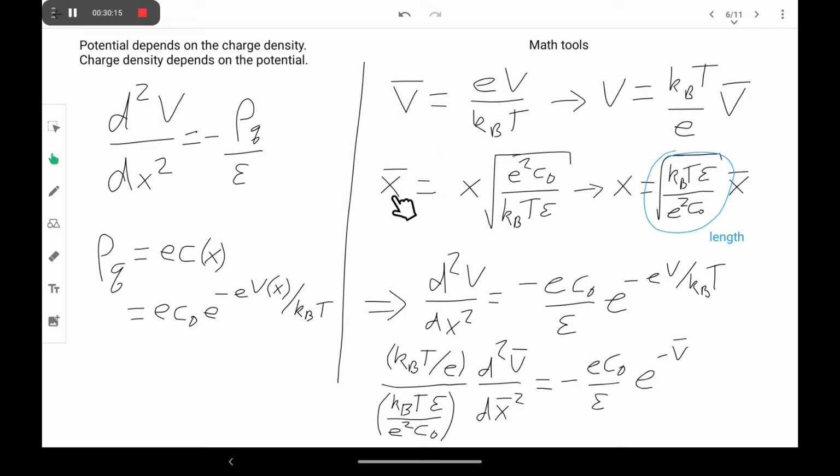Then let's do a dimensionless length, a dimensionless position. And so if we say x bar is equal to x times this whole thing, you're like, well, where did that whole thing come from?